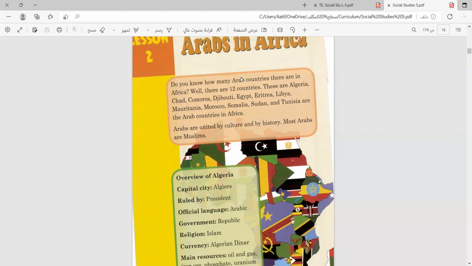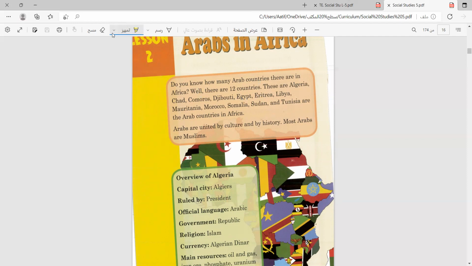Do you know how many Arab countries there are in Africa? If I ask you, do you know any Arab countries that are located in Africa? I think you know very well a lot of them. For example, we have Algeria and maybe even more obvious, Egypt. These are Arab countries that are in Africa. Well, there are actually 12 of them that we are going to underline together.